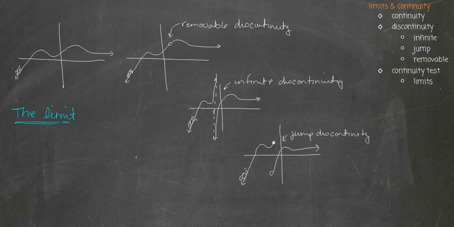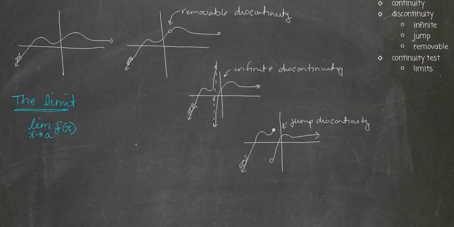The limit. And it has a notation. We write lim, L-I-M, as x approaches some value. I'm going to say x approaches a. So as x approaches a, what happens to f of x? This is the notation for the limit as we begin to evaluate them. So what does that mean, a limit?